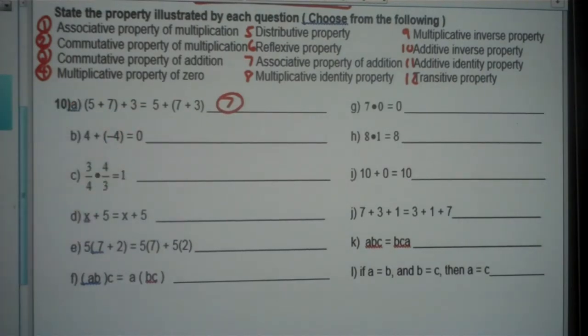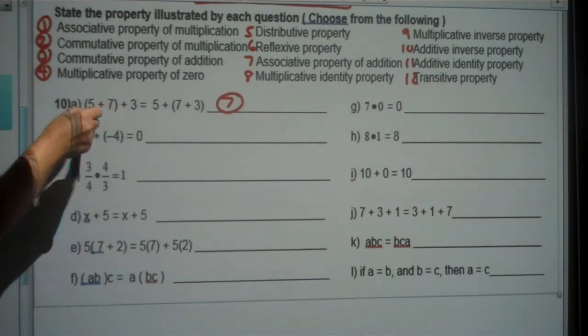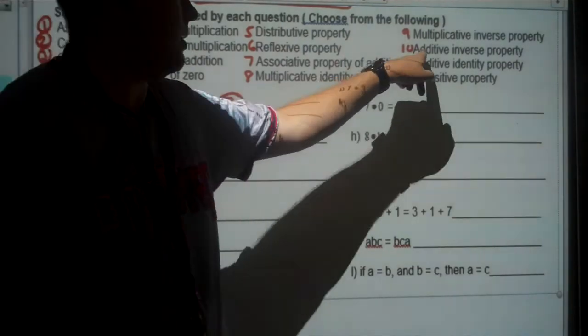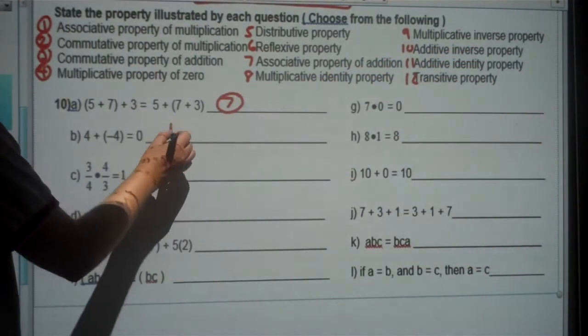4 add negative 4. Well, 4 and negative 4 are opposites. This is a positive 4 and this is a negative 4. So that tells me that one's going to be an inverse property. Let's see if we can find the inverse property up here. It says it's on addition, so here we go. The additive inverse property is number 10.